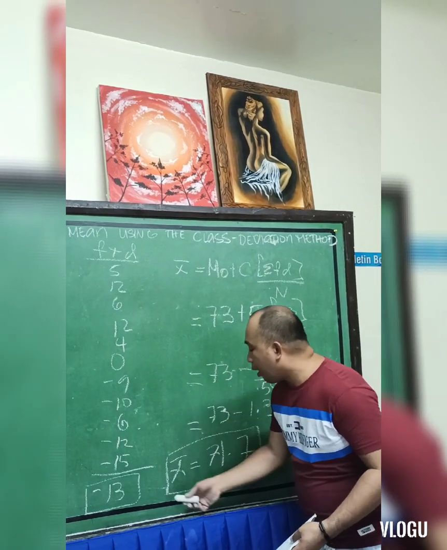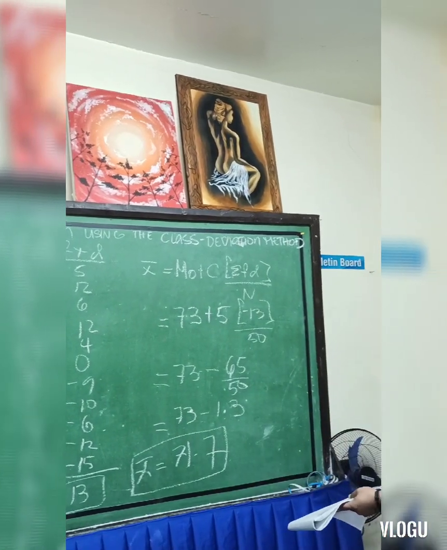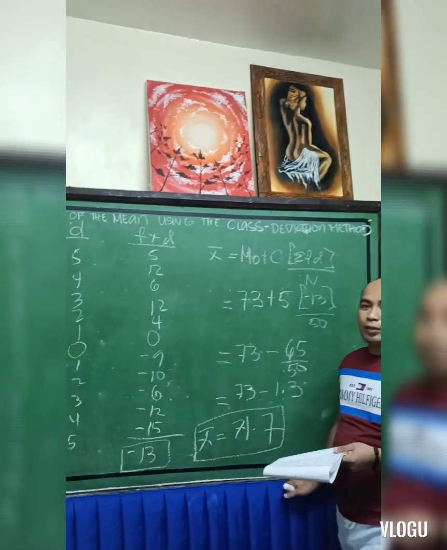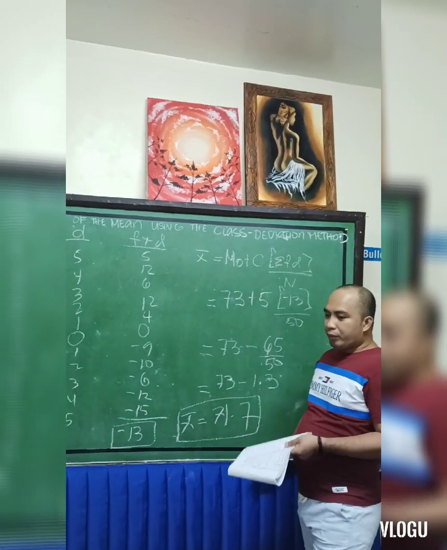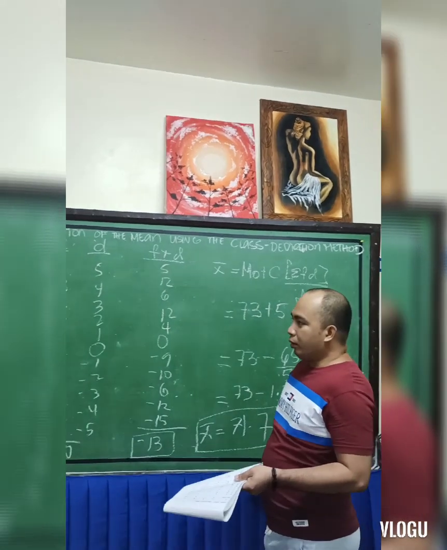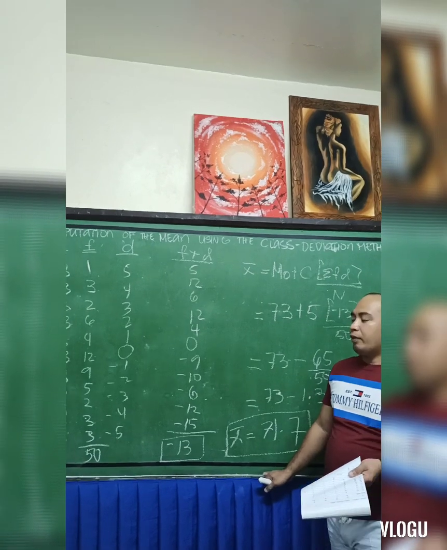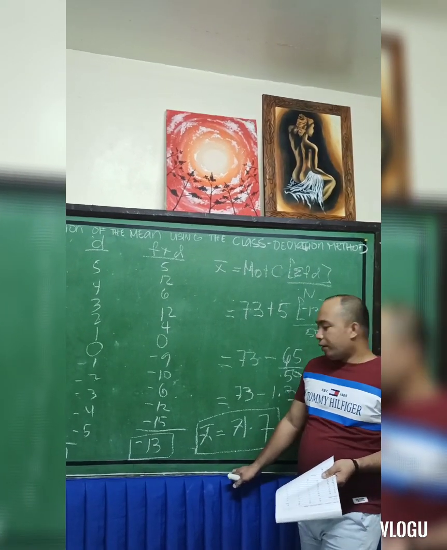using the formula of the class deviation method. So as you can see, or as you remember, the results using the two methods give us the same arithmetic mean, which is 71.7.